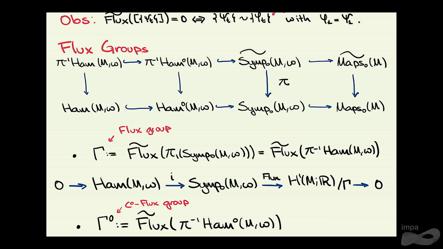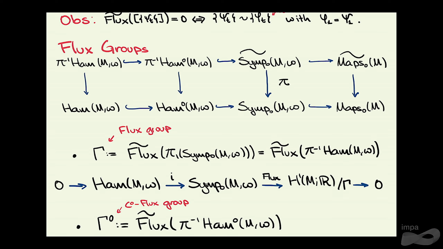Now, the C0 flux group, like I just said, is defined analogously to the flux group once you have this definition in mind. But now we take the pre-image of Ham 0 by the projection. So, I keep saying the flux group, these are fluxes of loops of symplectic diffeomorphisms, and we would like some sort of nice characterization of Gamma 0. Because a priori, what are these, right? These are just fluxes of paths whose endpoint lies in Ham 0.